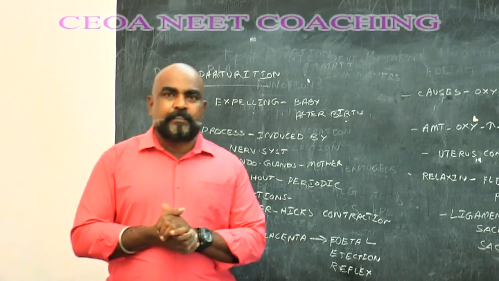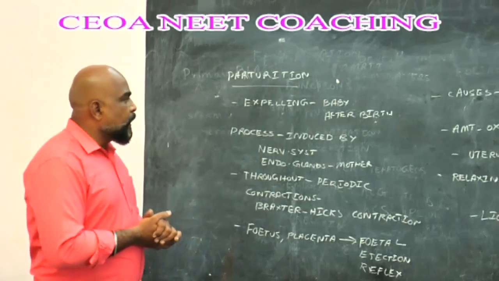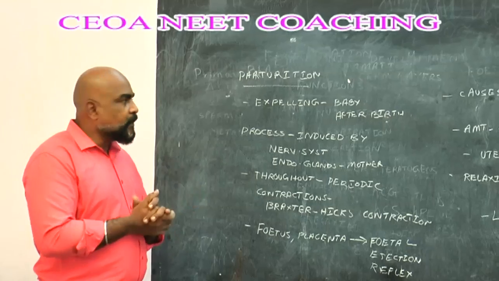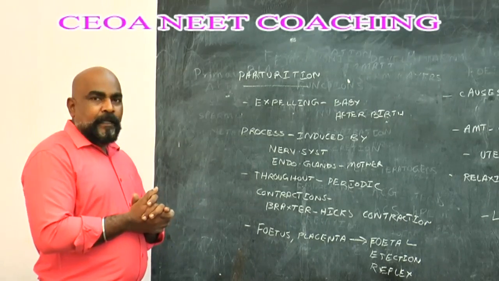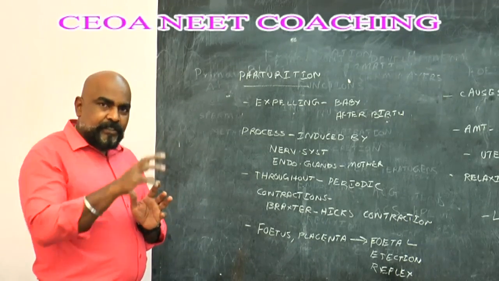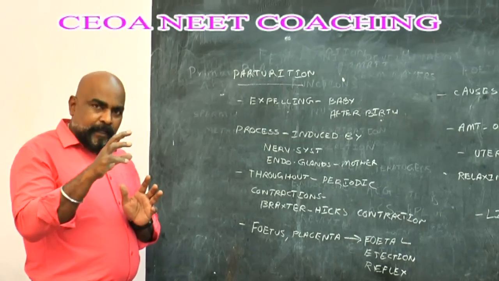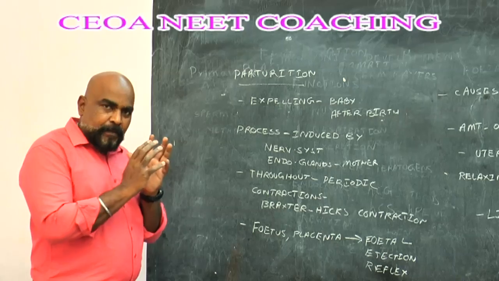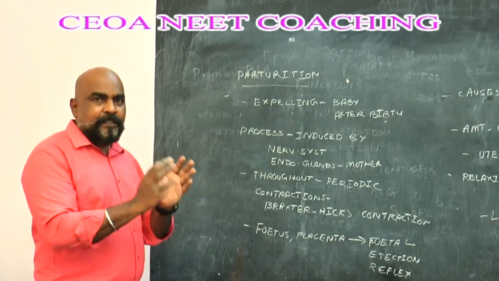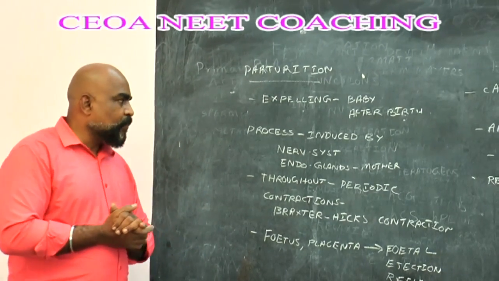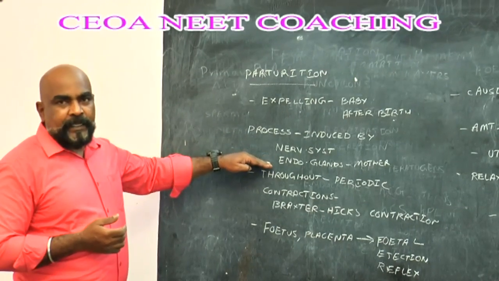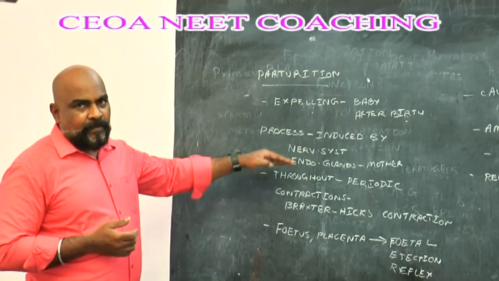The next stage is parturition. Parturition means the expelling of the baby and certain structures related to the embryonic membrane, which are called afterbirth. So the expelling of the baby as well as the afterbirth is called parturition. And this process is induced by the nervous system as well as the endocrine glands of the mother.